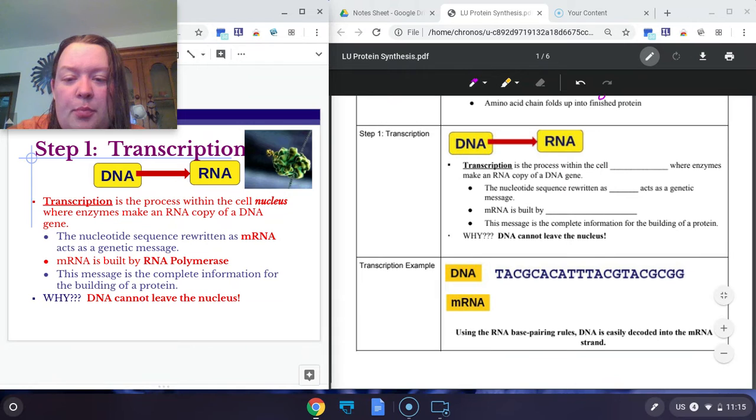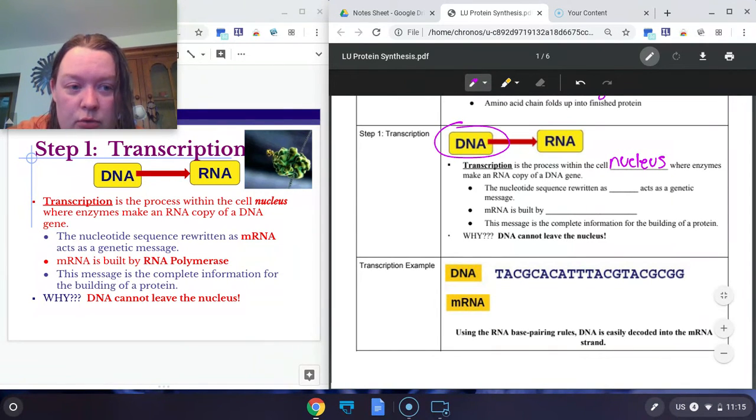So transcription is the process that happens within the cell nucleus. This happens in the nucleus because DNA is in the nucleus. DNA to RNA has to happen where the DNA is, which is in the nucleus. And enzymes are going to take DNA and read it to make a molecule of mRNA. The mRNA is built by the enzyme RNA polymerase.